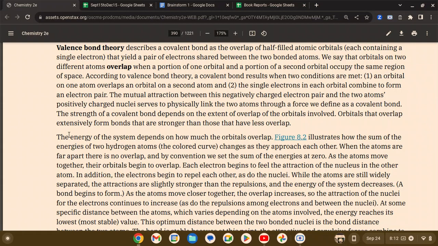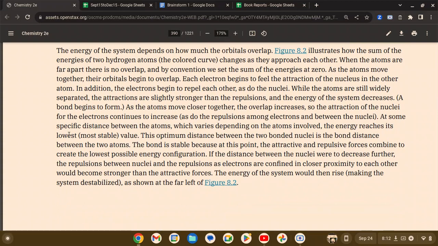The energy of the system depends on how much the orbitals overlap. Figure 8.2 illustrates how the sum of the energies of two hydrogen atoms changes as they approach each other. When the atoms are far apart, there is no overlap, and by convention, we set the sum of the energies at zero.